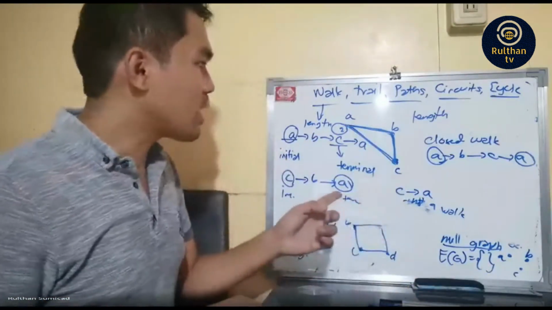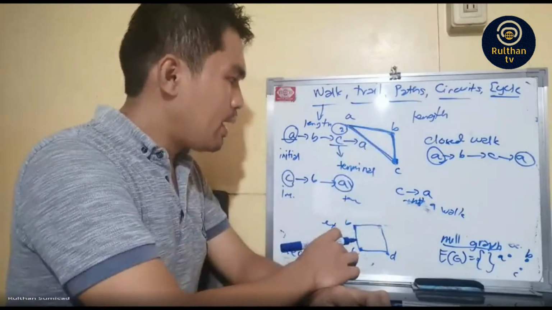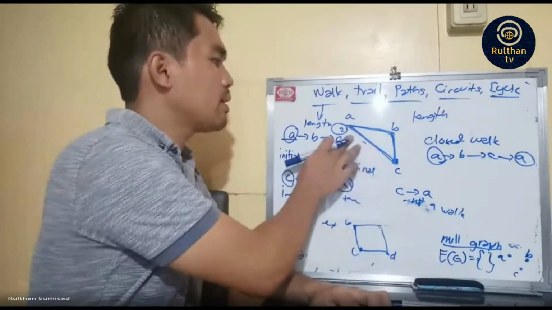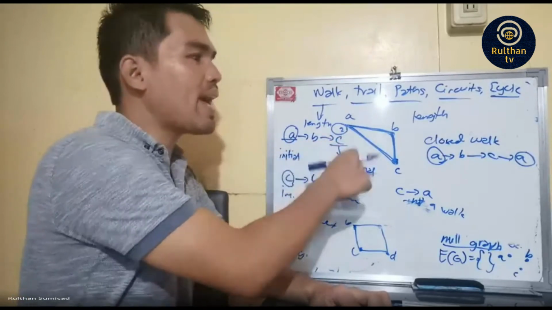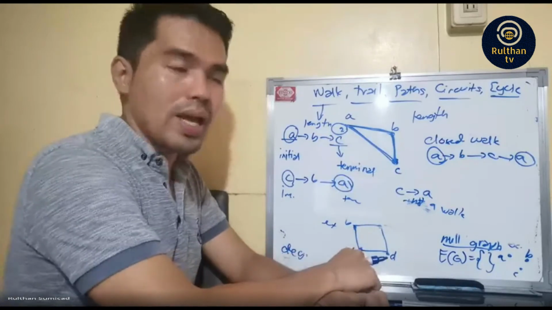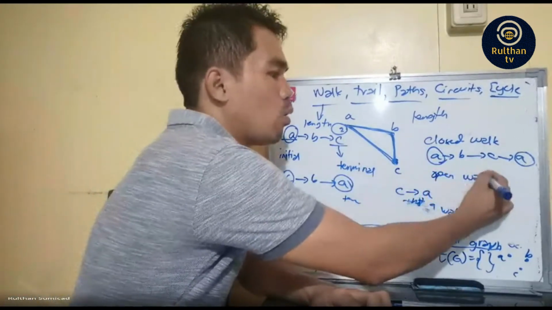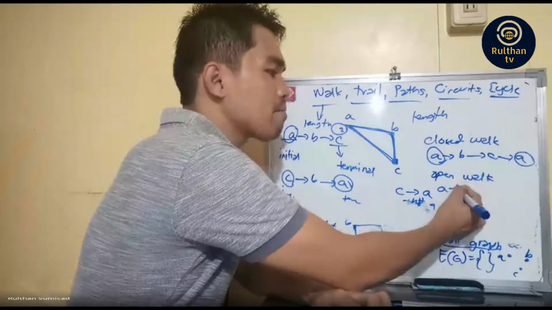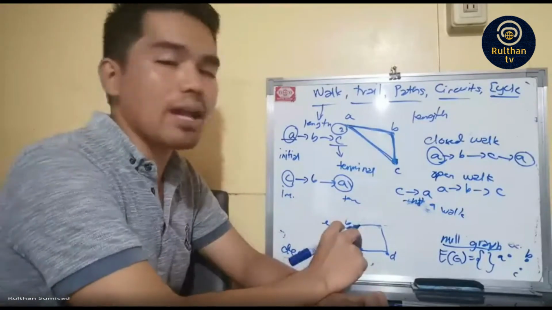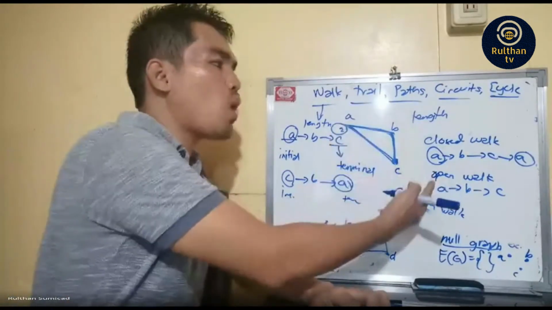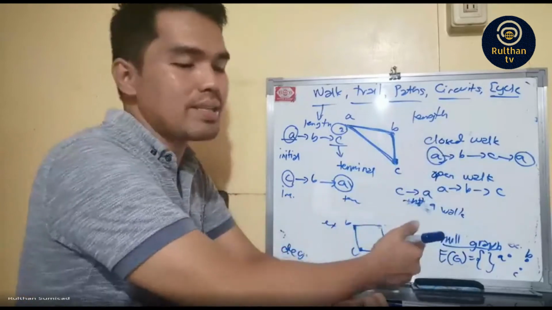An open walk is this one. Example, this walk here: A, B, C. This is an open walk because I did not end where I started. Open walk, example, A, B to C. It's an open walk because I did not end where I started. A closed walk is a walk wherein I end where I started. So that's a closed walk.